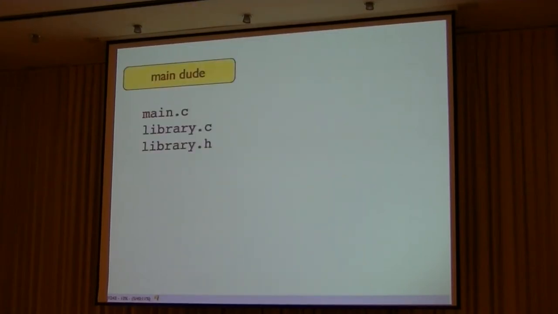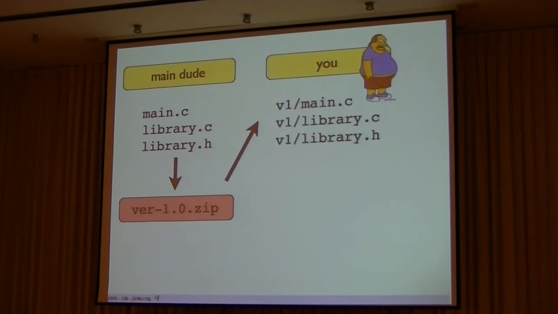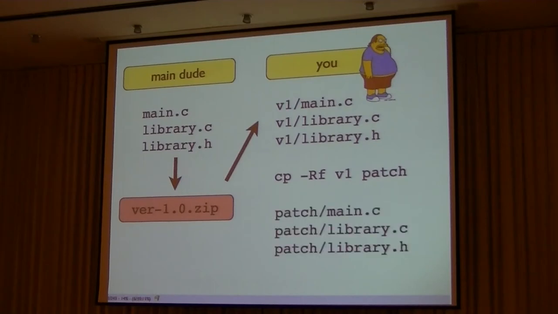The main guy would take their project and they would have all of their files in their project and they'd zip them up, or tar them up or something, and they'd put that tarball on a server. And it'd say, here's version one of the project. And then you, as a developer, would download that file, open it up into a directory and say, this is version one, this is the known state of the project. And then you'd copy it. You'd copy that directory, that known state, into another directory, and you'd modify the files in that directory, in some patch directory.